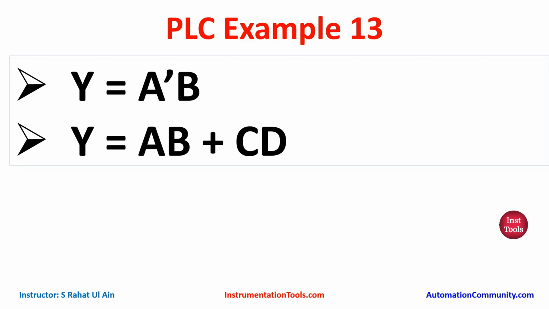That is Y is equal to AB plus CD. So we will connect AB in series and also C and D in series, and then we will connect A, B and C, D in parallel. So in this example, we are implementing AND logic gates and also we are implementing OR logic gate. So for 4 inputs A, B, C and D, we will use normally open contacts. We will connect A and B in series and C and D in series but in parallel to A and B. So let's move to TIA Portal.